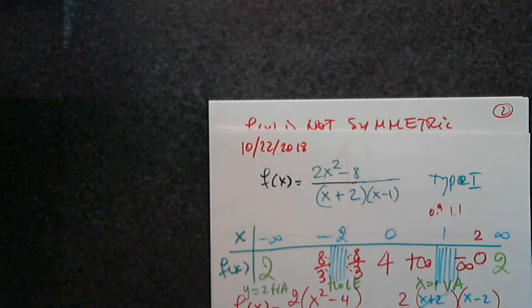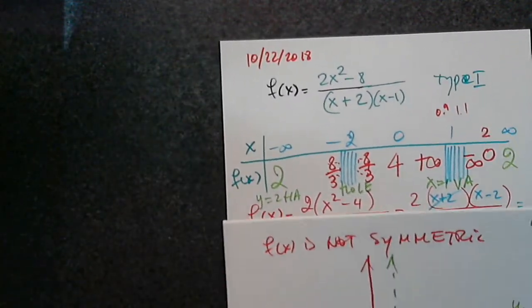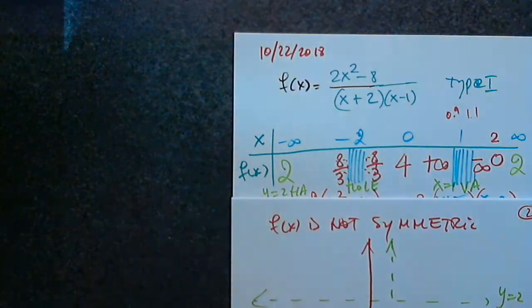One more time. From negative infinity, going through a hole at negative 2, crossing the y-axis at 0, 4, and going to positive infinity. On the other side of the asymptote, coming from negative infinity, crossing the x-axis at 2, 0, and approaching 2 from under the horizontal asymptote. That's what I see. Does it make any sense, what I'm showing? Yes? Okay.